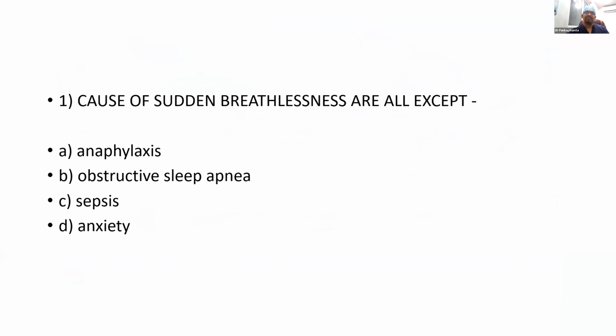So the first question: causes of sudden breathlessness are all except. One is anaphylaxis. Second is obstructive sleep apnea. Third is sepsis, and fourth is anxiety. Okay, got one answer. Any more? Good.